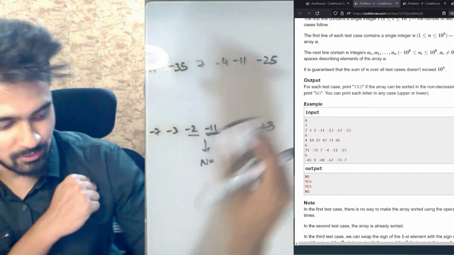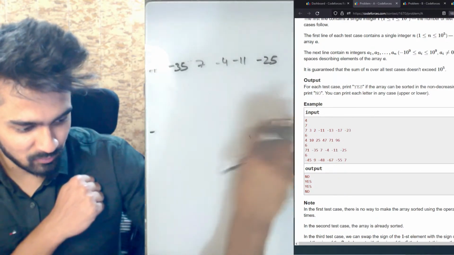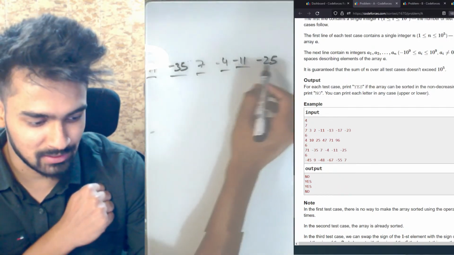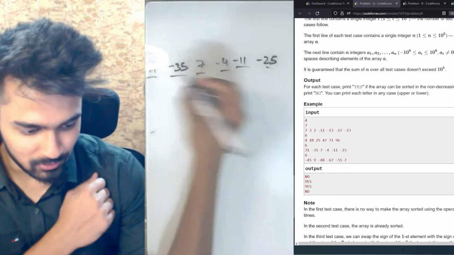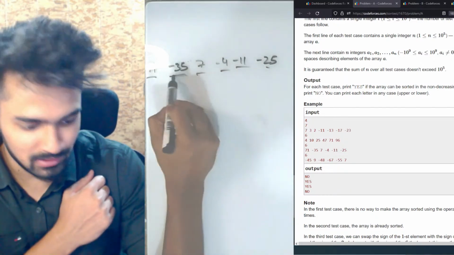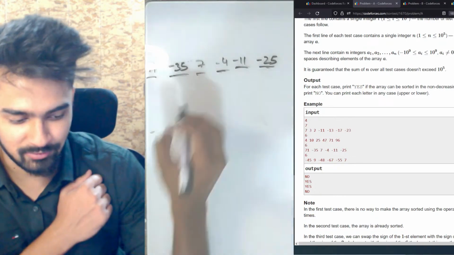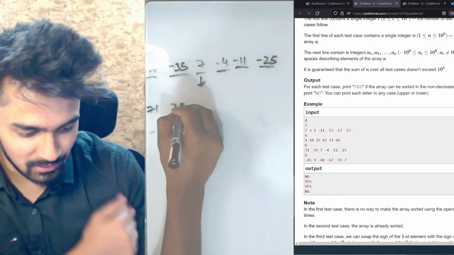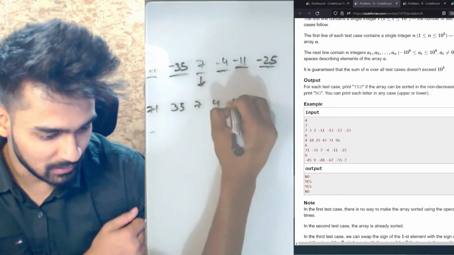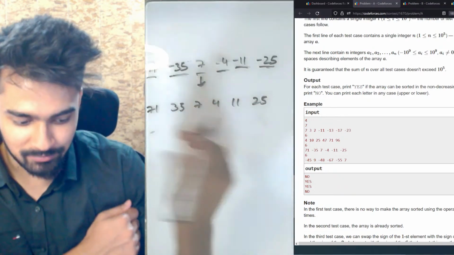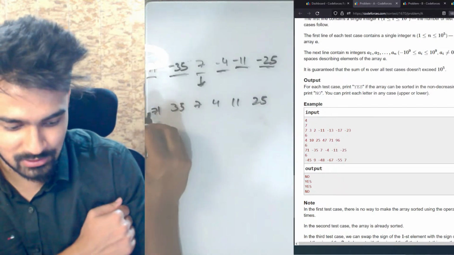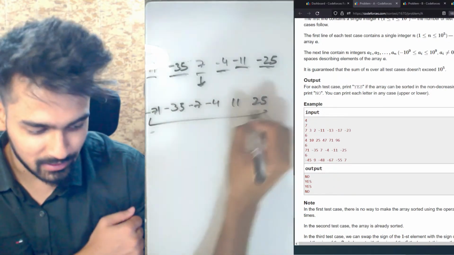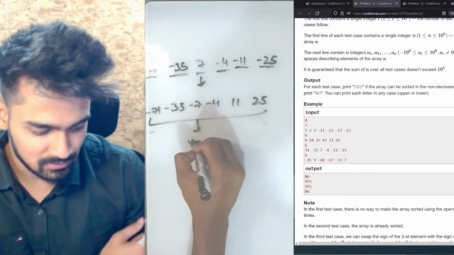Let's move on to the next one. In this, we have 71, -35, 7, -4, -11, -25. In total, we have 4 negative values: -35, -4, -11, -25. So first, we take away all the signs. We make it 71, 35, 7, 4, 11, 25. Now we insert a minus sign to the first 4 values. So this becomes negative, negative, negative, negative, and this array is sorted now. So the answer is yes.